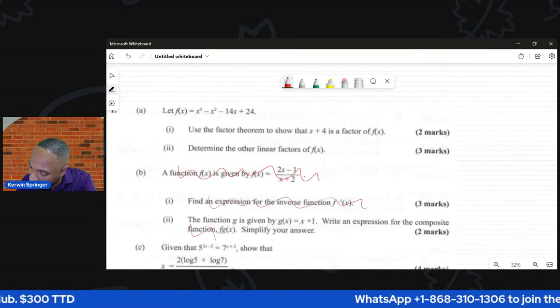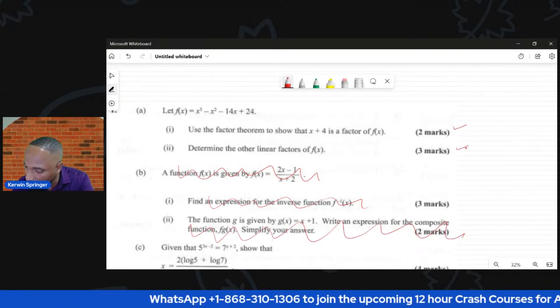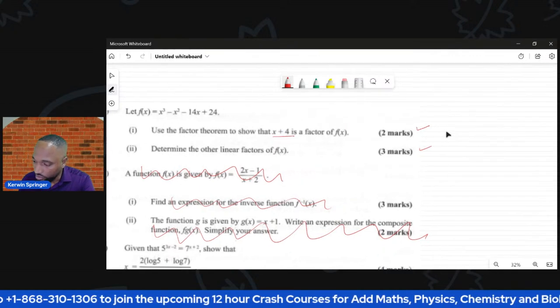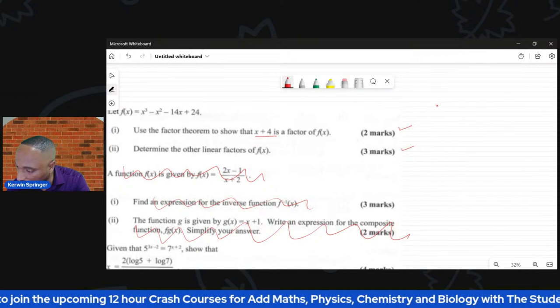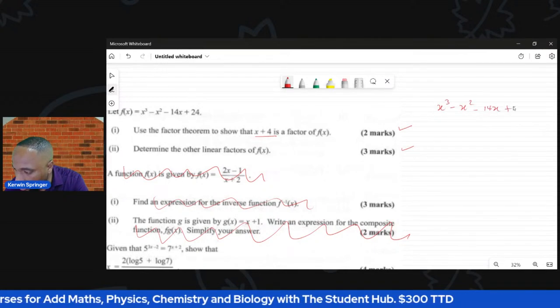Cancel this. Now we're not getting this functions thing again, but we're getting these. Use the factor theorem to show that x plus 4 is a factor. The polynomial is x cubed minus x squared minus 14x plus 24.